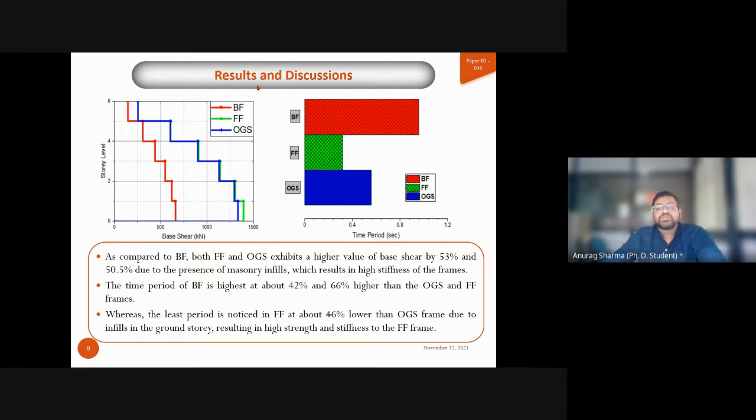Now, due to the high stiffness of the infilled frames, the bare frame has the highest time period, which is about 42 to 66% higher than the open ground story and fully infilled frame. Whereas, due to the presence of infills in the ground story, the fully infilled frame has the lowest time period, which is around 46% lower than the OGS frame.